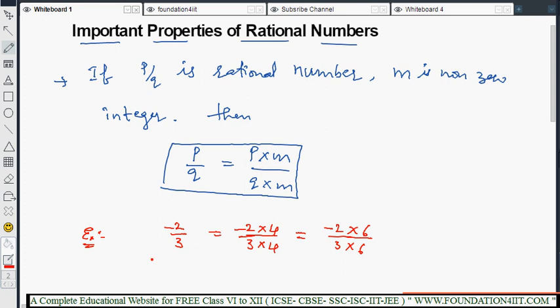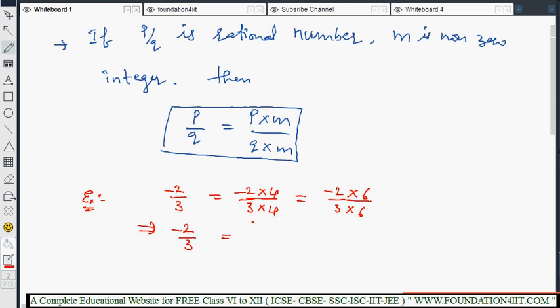For example, you can simplify. Now minus 2 by 3, this is minus 2 into 4, minus 8 by 12, that is also equal to minus 12 by 18. Now these three rational numbers are equal. So minus 2 by 3 is equal to minus 8 by 12, and this is equal to minus 12 by 18. Such rational numbers are called equivalent rational numbers.